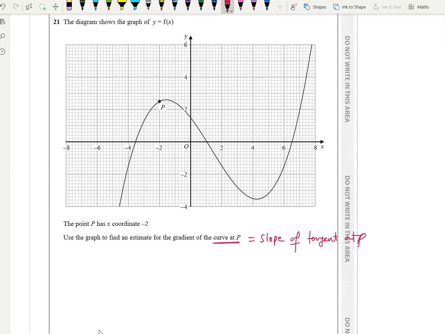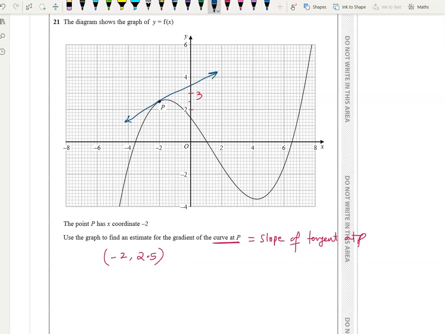Now point P, let's see what the coordinate is. This is 2 here, so this will be 3. This point here is roughly, if you see carefully, exactly between 2 and 3. So we can say that the coordinate of point P is minus 2, 2.5. So what we'll do is draw the tangent at point P. Use a ruler and draw the tangent. It will be roughly somewhat like this.